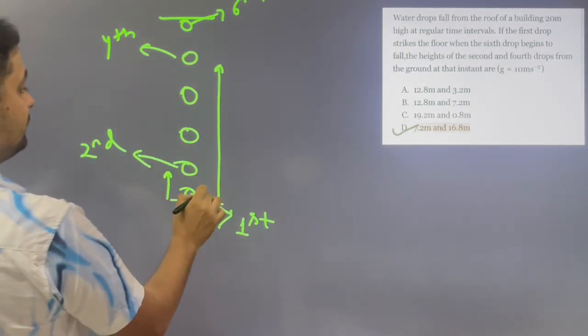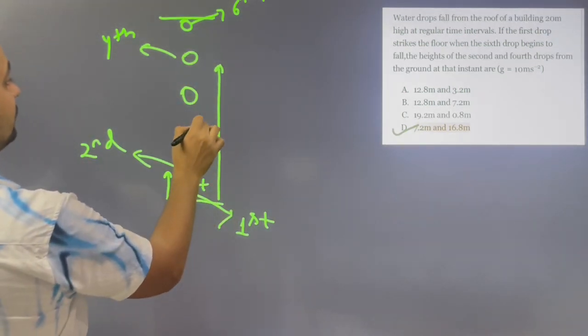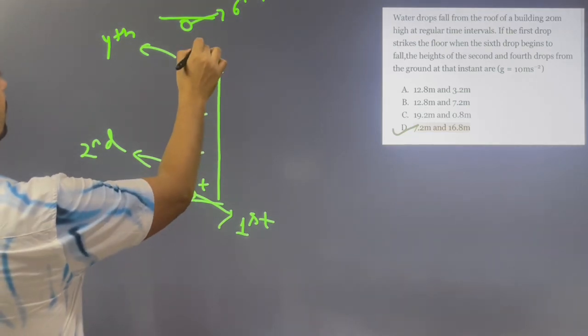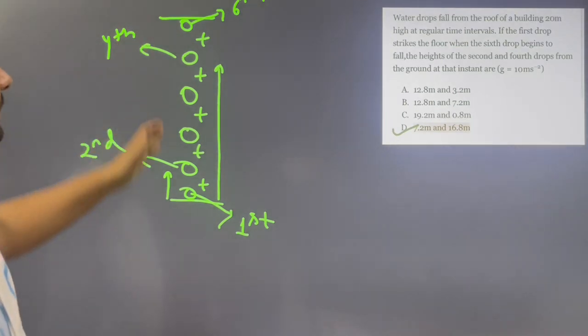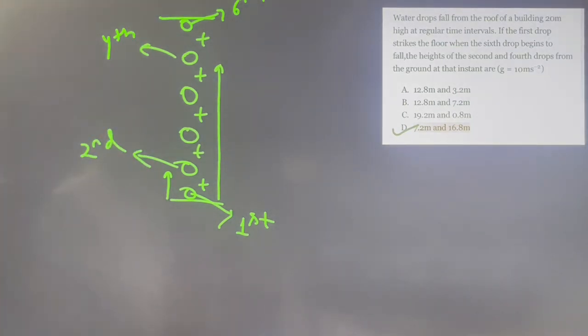This time gap is T. This is also time gap T. Here also time gap T. Here also time gap is T. Correct now? Okay. Now here total displacement is what? S. Total displacement is S.